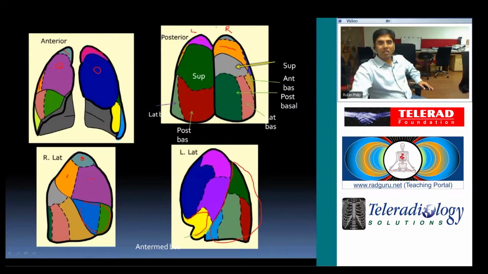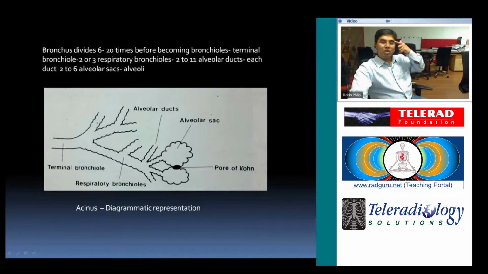Okay, let's move on. And then just a brief note on the microscopic anatomy of the bronchial divisions. Actually, the main bronchus divides 6 to 20 times before it becomes bronchioles, that means the terminal bronchiole.